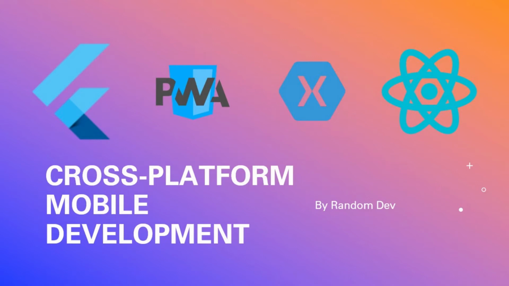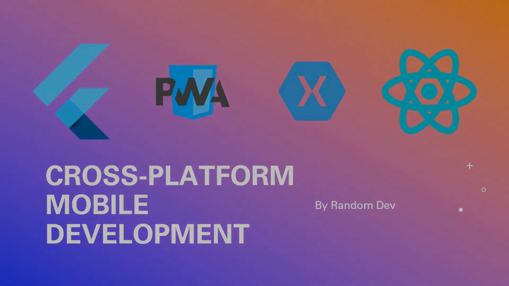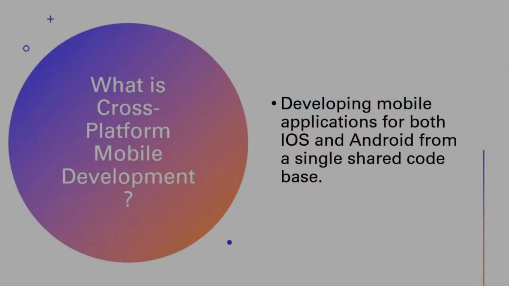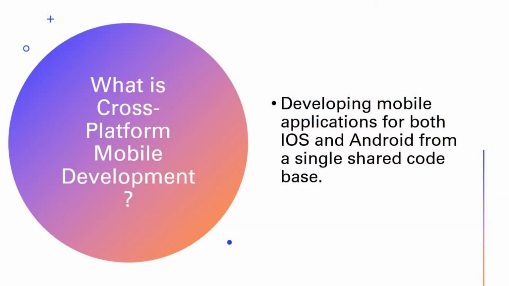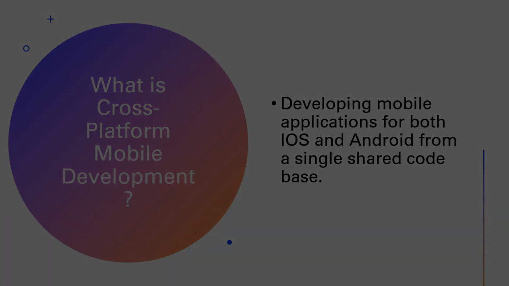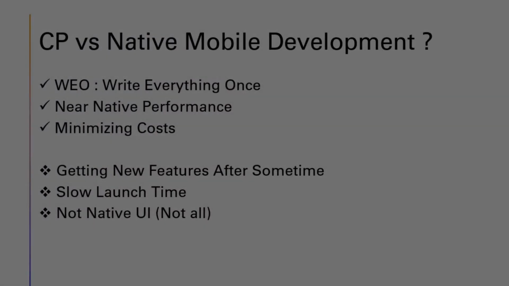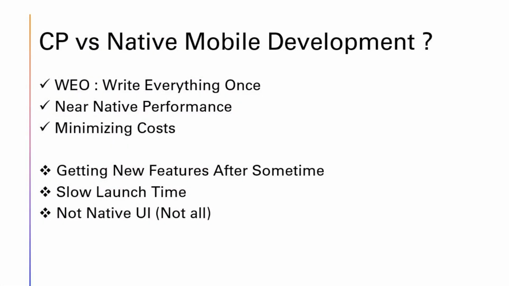So for this there are a lot of frameworks, but let's first start with what is cross-platform development. Cross-platform development is developing mobile applications for both iOS, Android, and maybe desktop applications if you want, from a single shared code base and/or shared UI. So what are the differences between cross-platform versus native mobile development?